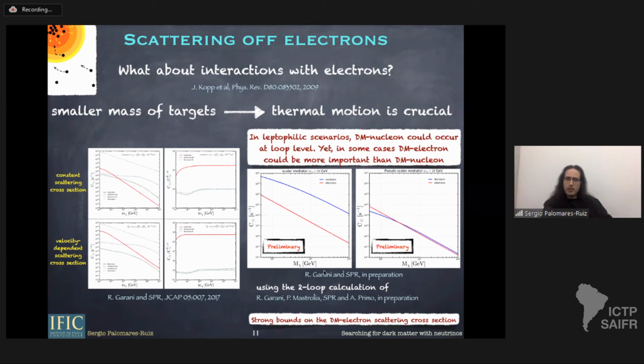I'm also studying this with Raghu Garani, and here I'm just showing you, for instance, in the case of a scalar mediator, even with the loop suppressed process, capture is still dominated by interaction with nucleons. This is different from what happens with the pseudoscalar case, for which scattering with electrons can be very important. And these results are also based on a two-loop calculation that we are also preparing. And the important thing is that we can set strong bounds on the dark matter electron scattering cross-section by measuring neutrinos which have been produced from dark matter capture, mainly from dark matter nucleon interactions via loops.